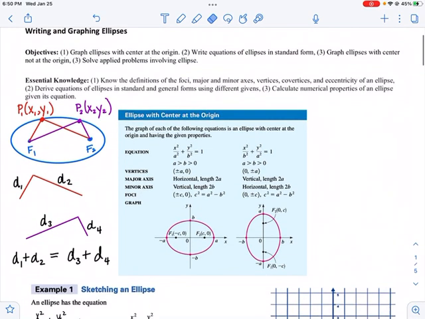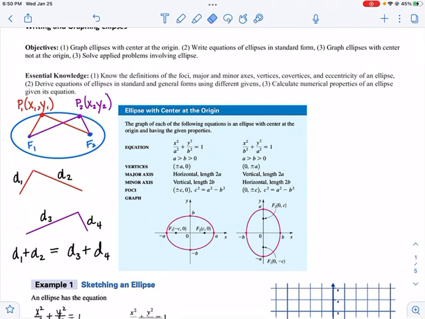I think I'm going to save those types of problems for the class after we get all of the conic sections done. So it's kind of just a rigmarole of getting the equations and understanding how to graph these. So the diagram that you see to the left of the box, after the essential knowledge: know the definitions of the foci, major and minor axis, vertices, co-vertices, eccentricity of an ellipse; derive the equations of an ellipse in standard and general forms using different givens; calculate numerical properties of an ellipse given its equation.